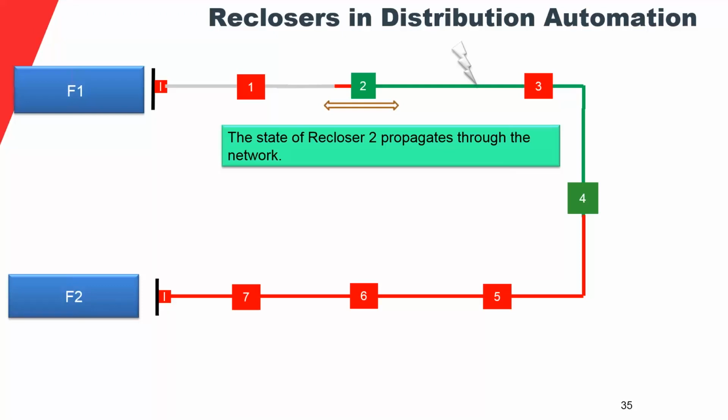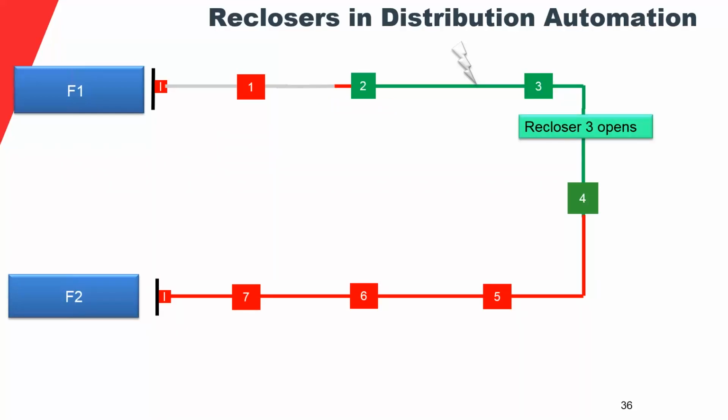Every other recloser on the same network, on the broadcast list of those messages, is now aware of the status of recloser number 2. Which means that recloser 3, since it knows that recloser 2 opened because of the fault, now starts getting ready to receive power from feeder 2, which remains unaffected, right? So it opens its breaker because it doesn't want recloser 4, the tie here, to close onto a fault.